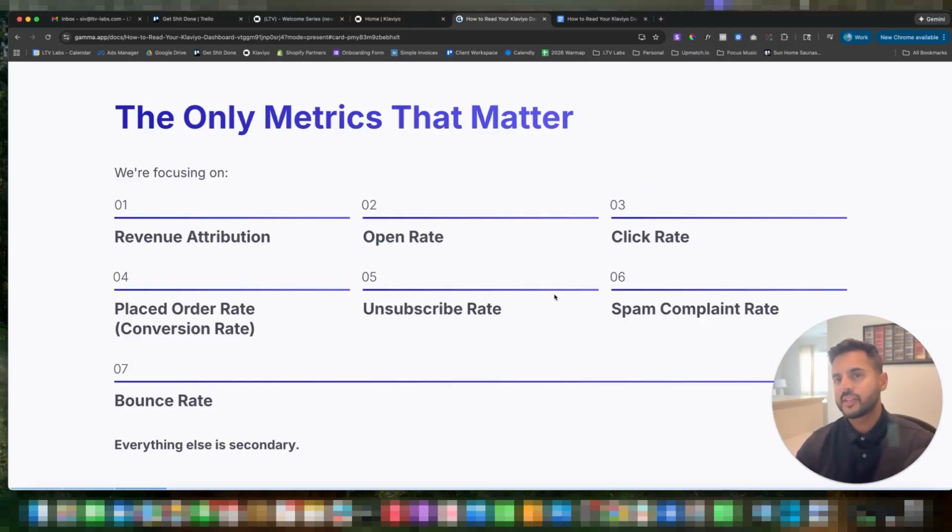So the only metrics that matter, and these are the ones that we're gonna be focusing on in today's video, are number 1, revenue attribution, number 2, open rate, number 3, click rate, number 4, placed order rate, which is the same thing as conversion rate. Number 5, unsubscribe rate. Number 6, spam complaint rate. And then number 7, bounce rate, right? So some of these are more positively associated metrics that you're going to be tracking. And then some of these are going to be more negative metrics like unsubscribe, spam, bounce rate. So aside from these metrics, everything else is literally secondary and you don't need to pay attention to that.